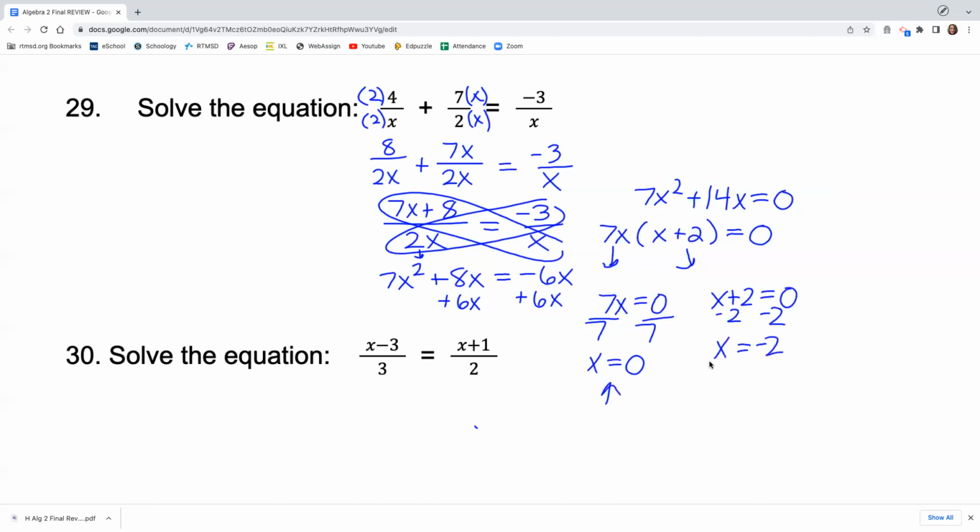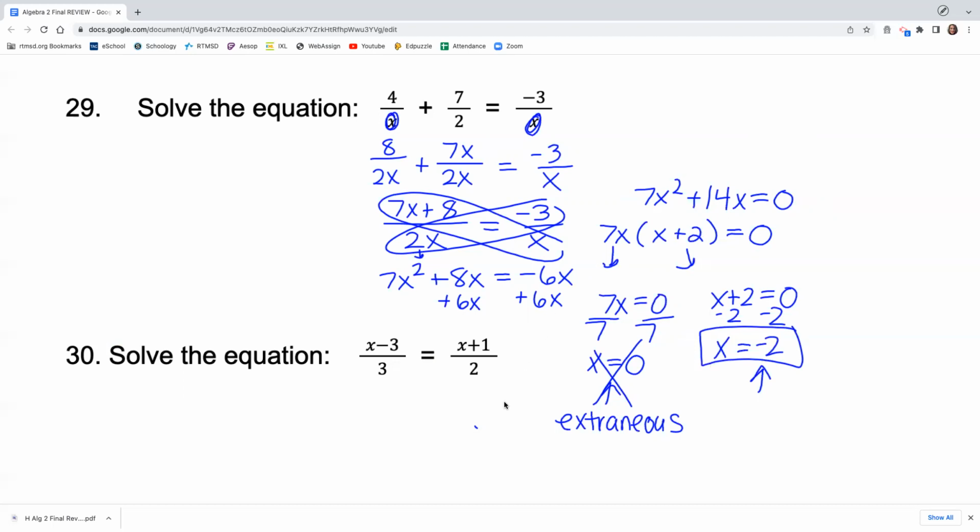You have to take your answers that you get, replace them back into the original problem up here, and make sure it works. When I put 0 in for x here and 0 in for x here, it does not work because in those two spots you get an undefined or you get an error. So this will not work for x equals 0. X equals 0 is considered to be extraneous, which means you won't even include it in your answer. The only answer would be negative 2 for number 29.